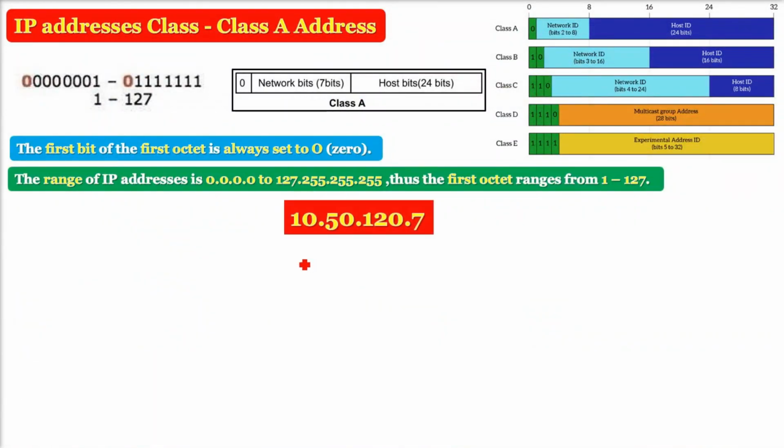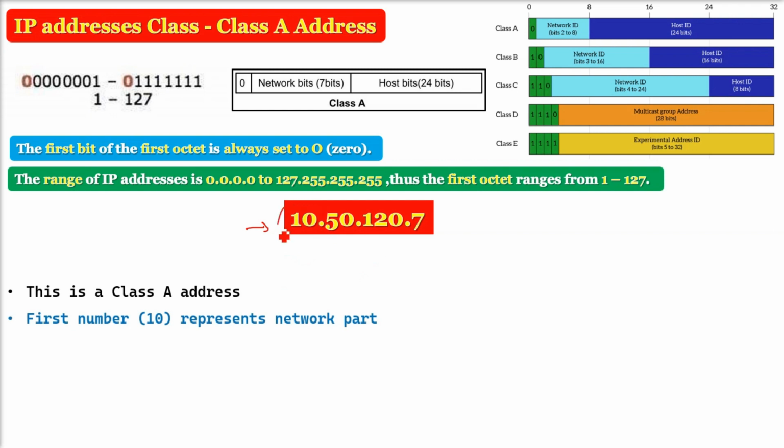An example for a class A address can be, let us have 10.50.120.7. Now, how will you say that this is a class A address? Why is it a class A address? The answer is, we have to see the first octet. The first octet should belong from 1 to 127. Actually not 127, it should be 1 to 126. 127 is used for the loopback. So the first octet we are talking about can range from 1 to 126, as I said.